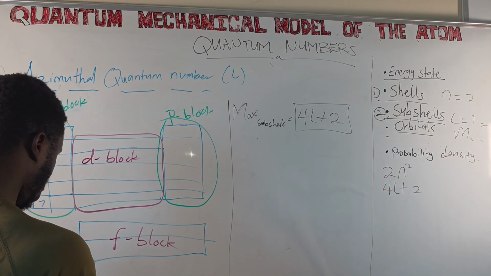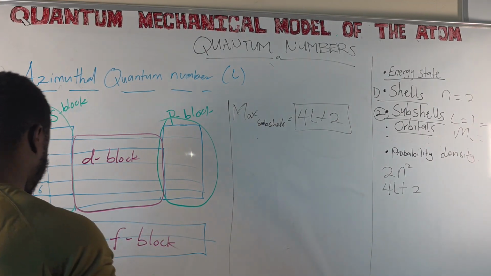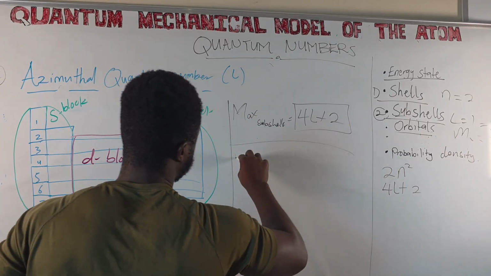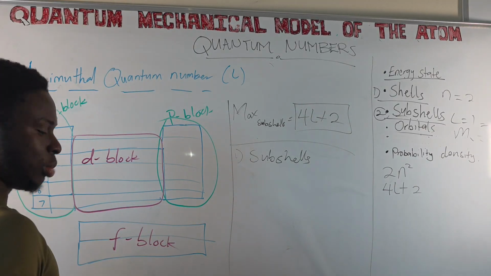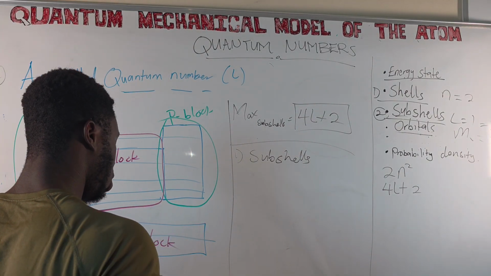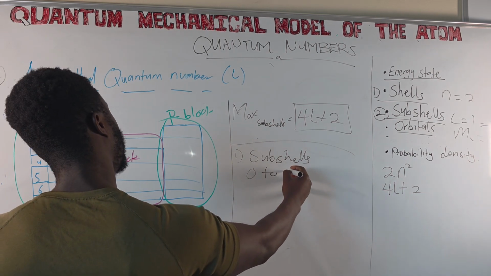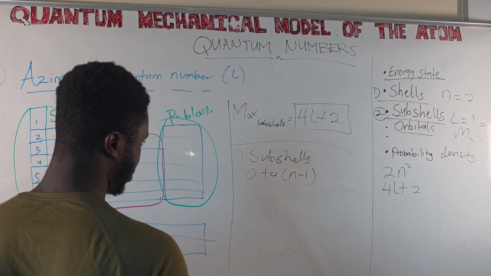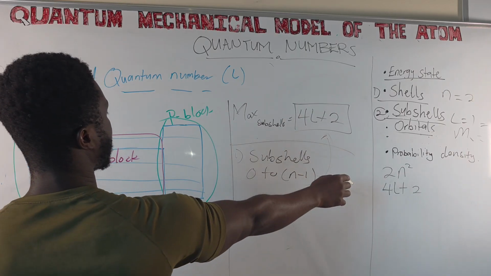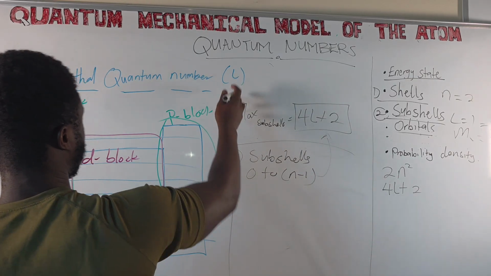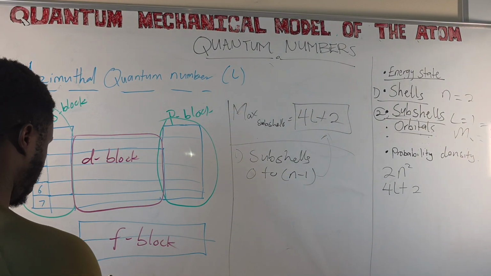So once again, what did we learn from the azimuthal quantum number? One, they represent the subshells, right? Two, they take any value from 0 to n minus 1, the principal quantum number minus 1. And three, the maximum number of electrons they can hold is over here, right? And maybe you could say that they are demarcated by L. But those are the main points that you need to take from the azimuthal quantum numbers.